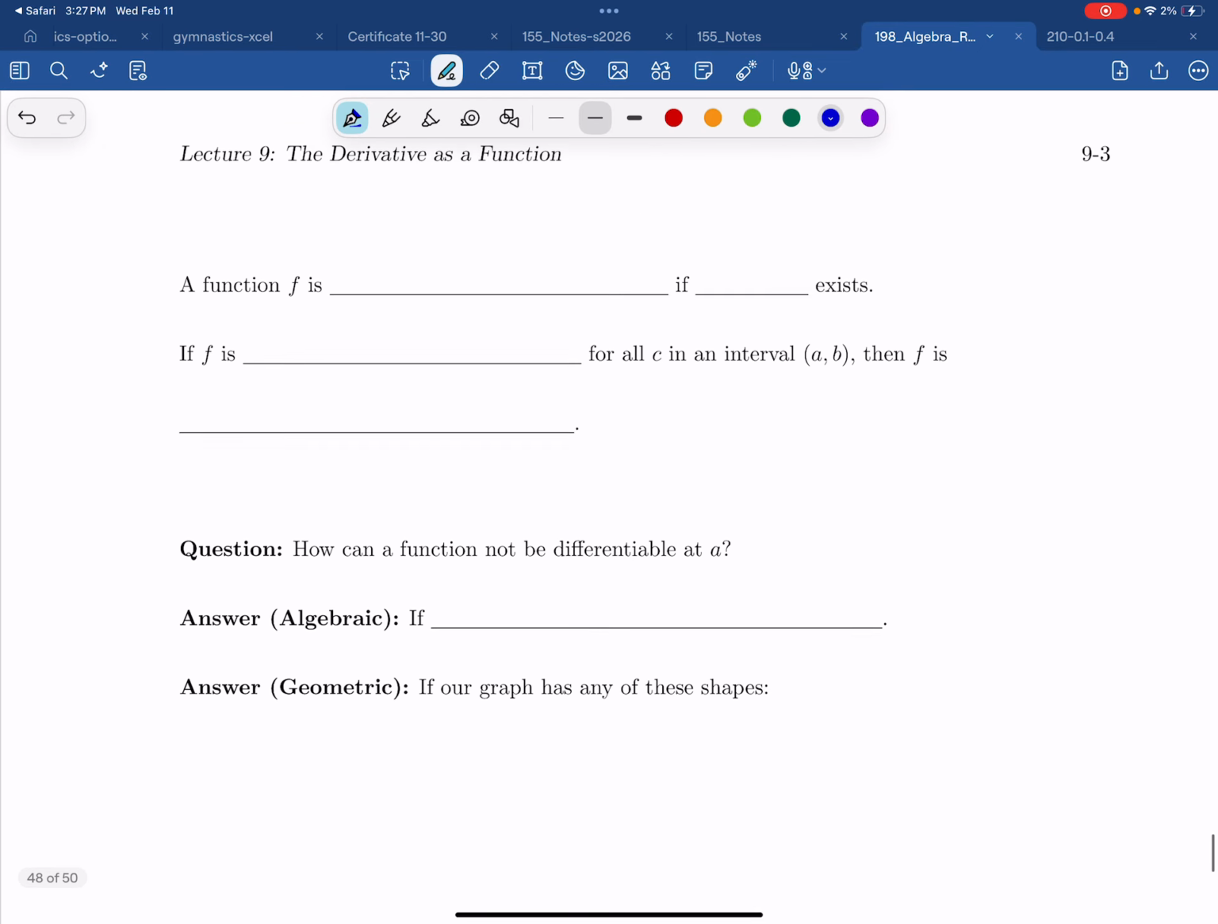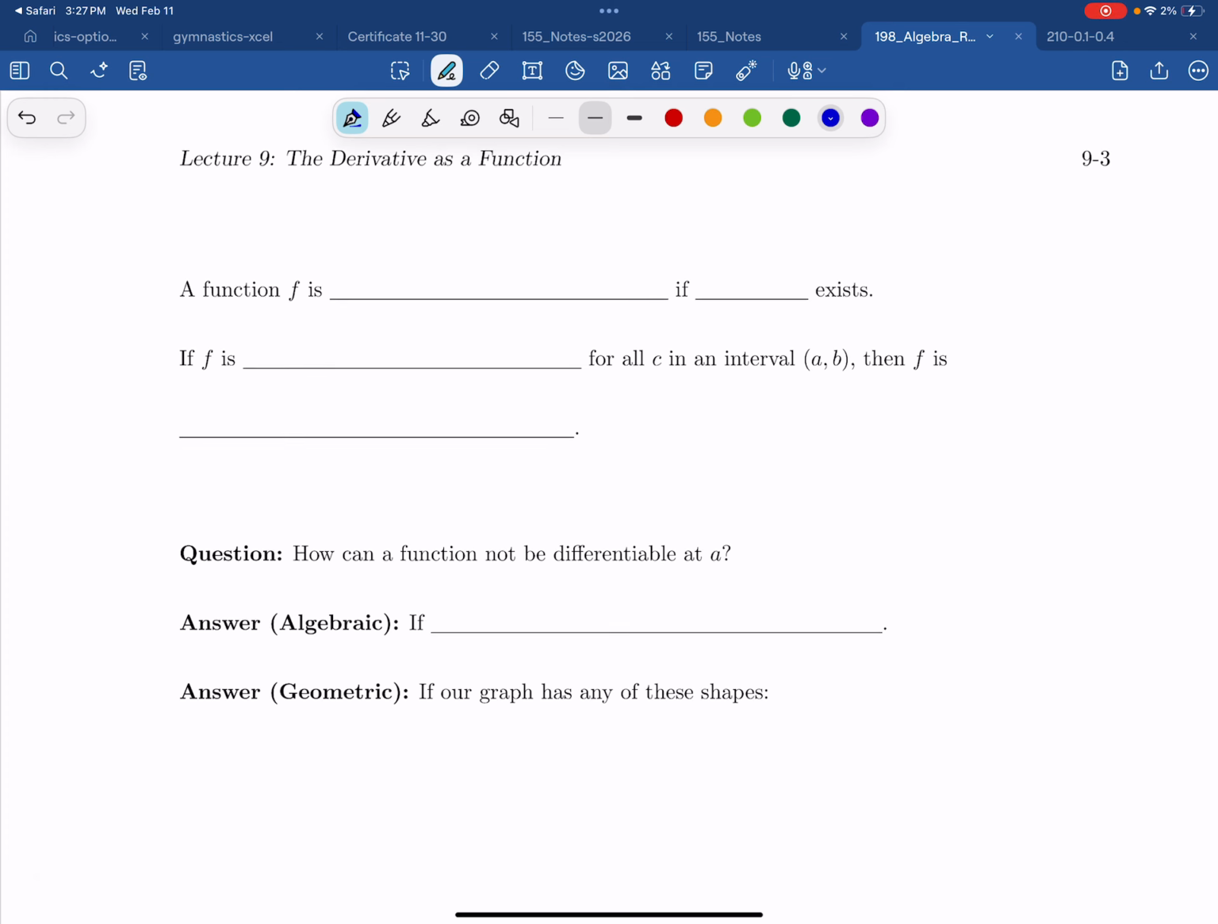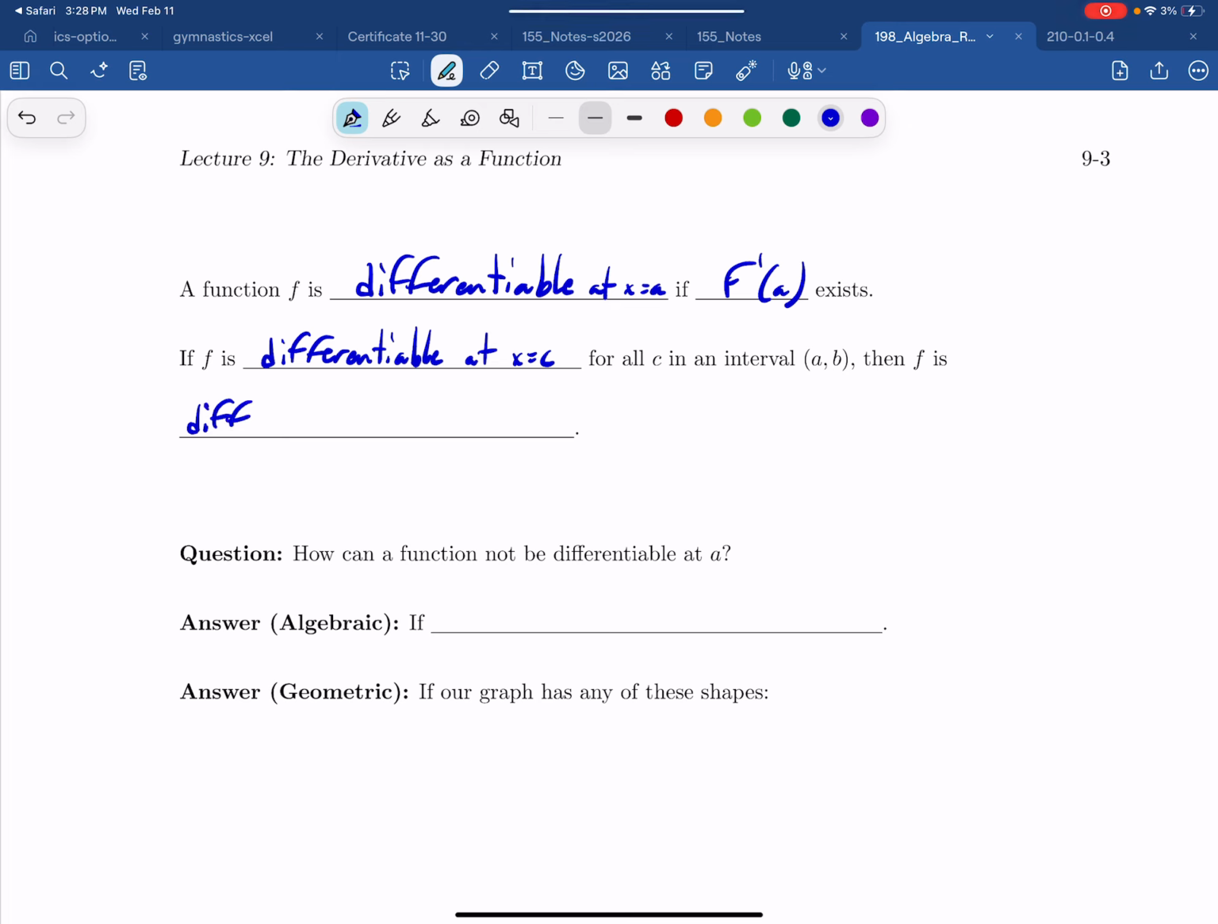Now, I just want to spend a couple of minutes on a slightly different topic, but it's still important, a more geometric approach to this whole thing. We say a function f is differentiable at x equals a if f prime of a exists. If f is differentiable at x equals c, for all c in an open interval, then f is differentiable on the open interval from a to b.